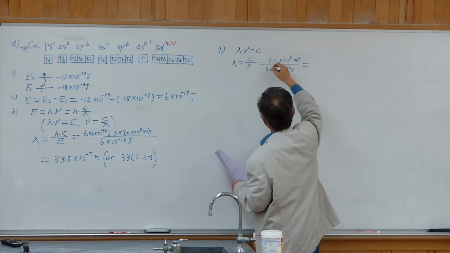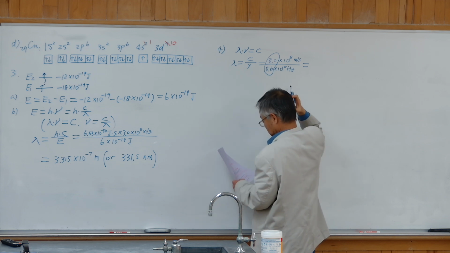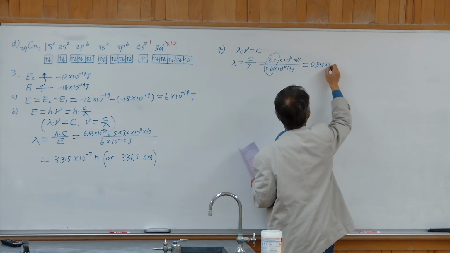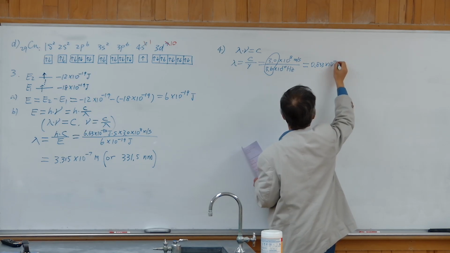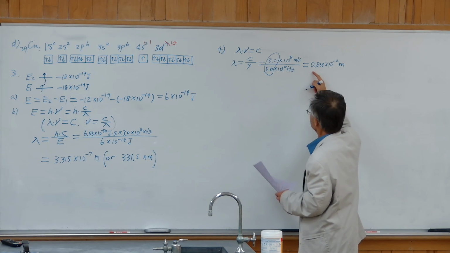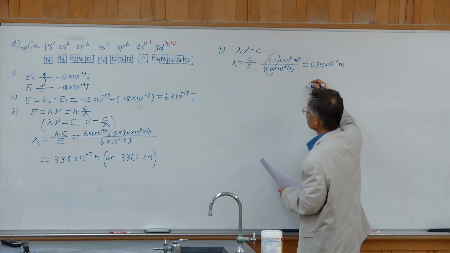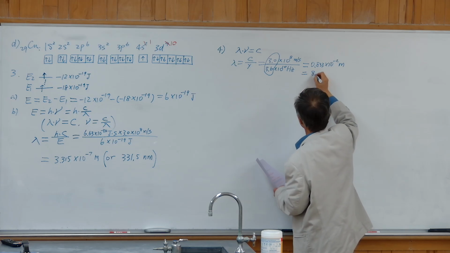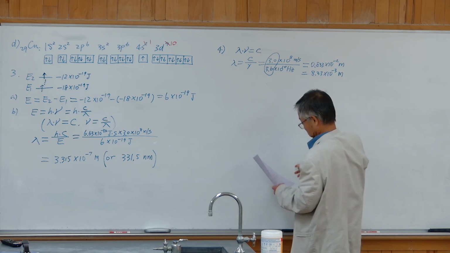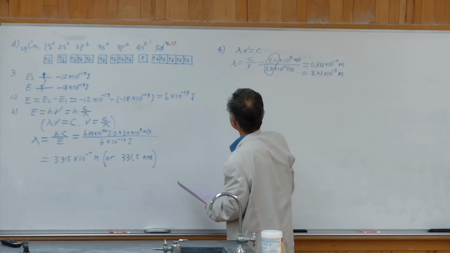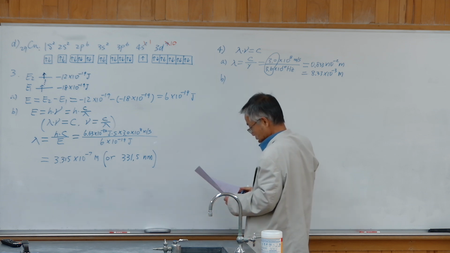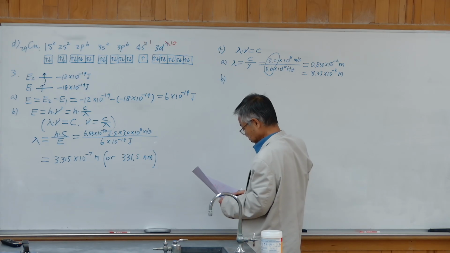So use the calculator: 3 divided by 3.6. This is 0.833. Exponent 8 minus 10 is negative 2. The unit is meter. Since this number is less than 1, and scientific notation requires the number to be larger than 1 and smaller than 10, we just move 1 decimal place: 8.33 times 10 to the negative 3. This is A.